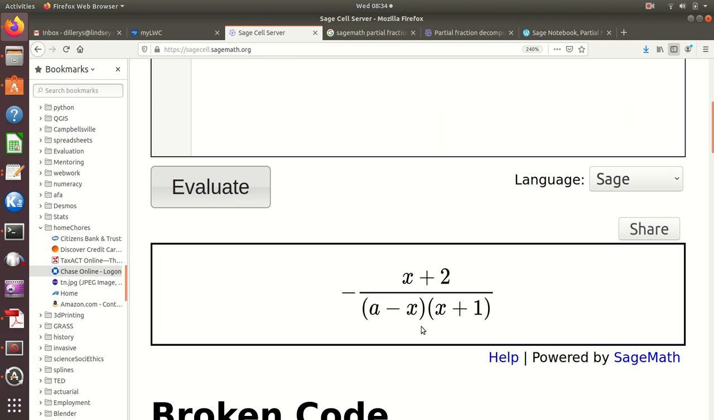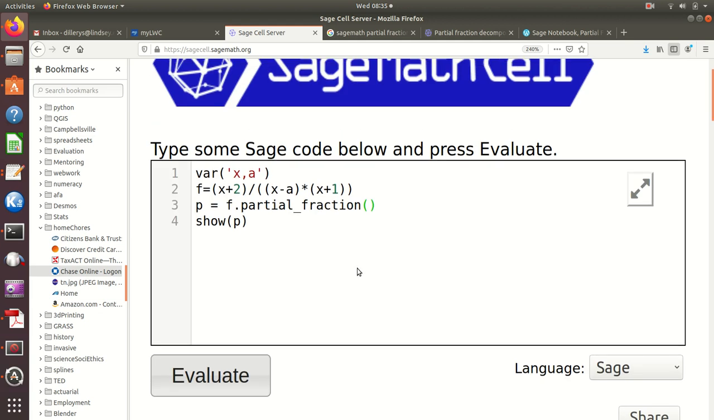Yeah, notice it didn't do it. I didn't even notice that the first time, but it did not do a decomposition. And so yeah, with that a in there, it doesn't know what to do, so it didn't do anything. Okay, so we need that x like that.